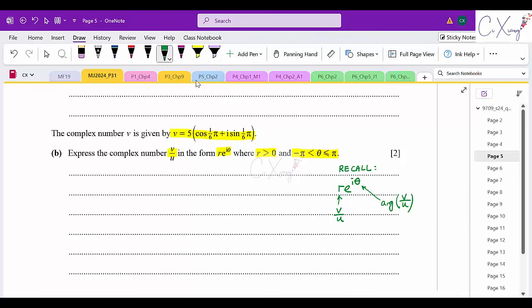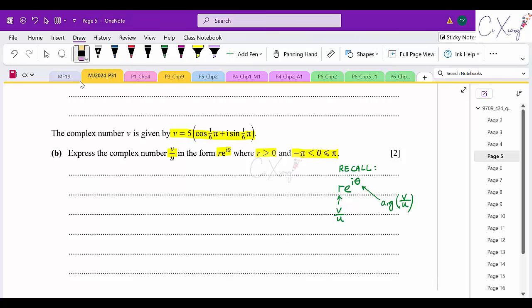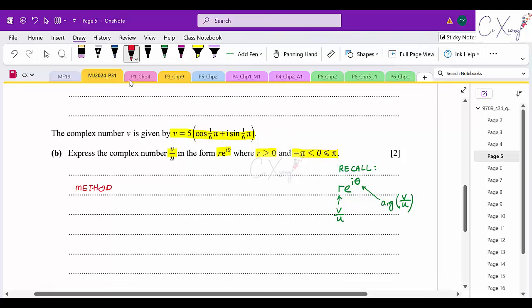Then to find the r, the modulus for the complex number v over u, and also the theta from v over u, there are two different ways that you can do it. The first one is you figure out what the complex number v over u is first. I will show you roughly how to do method number 1, but basically I'm using the other method. For method number 1, you get the complex number v first.